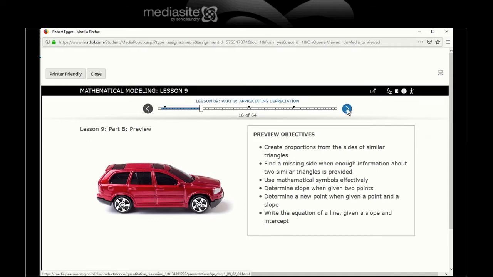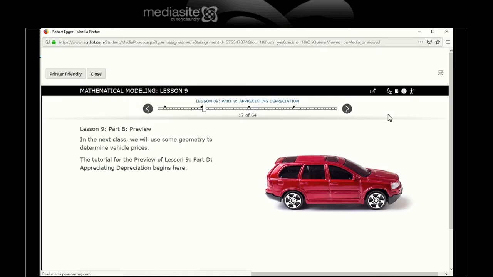So let's proceed. Lesson 9, Part B. In the next class, you will use some geometry to determine vehicle prices. The tutorial for the preview of Lesson 9, Part D, appreciation begins here. That should be Part B.